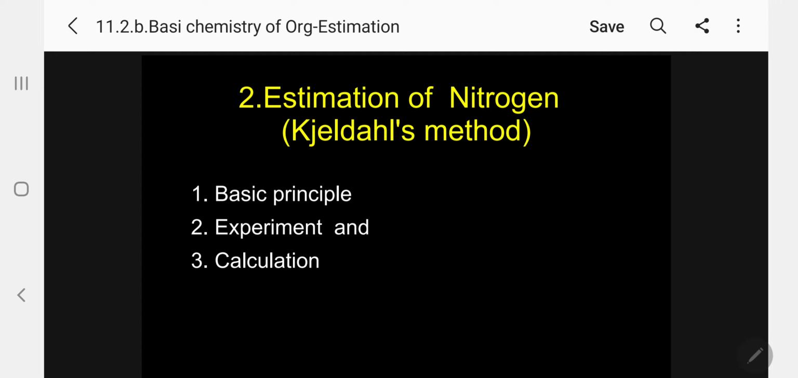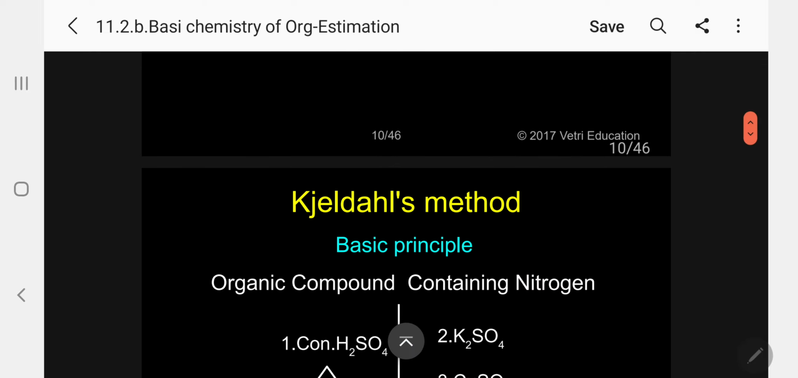In the Kjeldahl flask, as you know already, we take a known quantity, say W gram, of organic substance containing nitrogen, and it is heated with concentrated sulfuric acid along with copper sulfate and potassium sulfate in a Kjeldahl flask. Kindly follow: basic principle, experiment, calculation. Let me come to the basic principle.